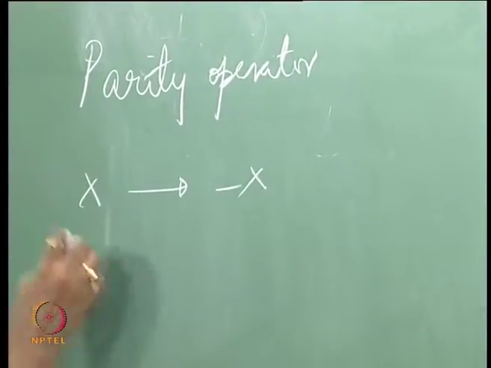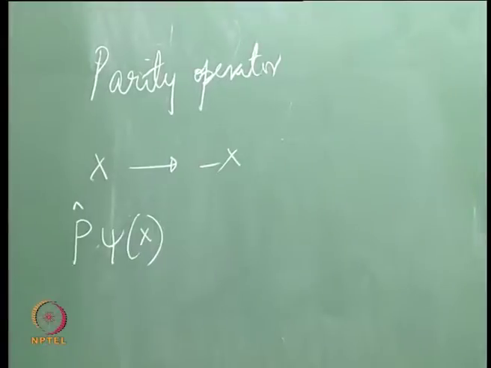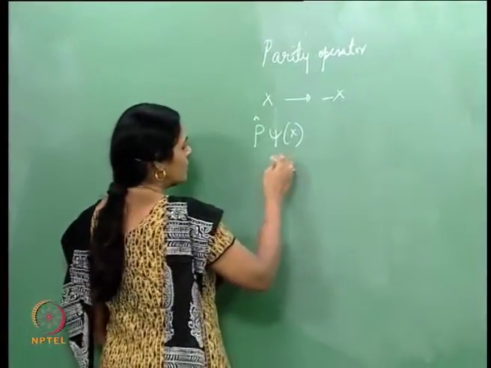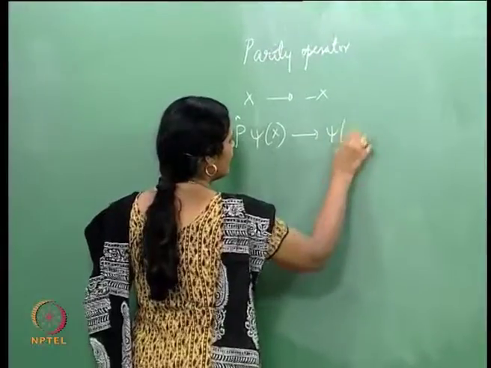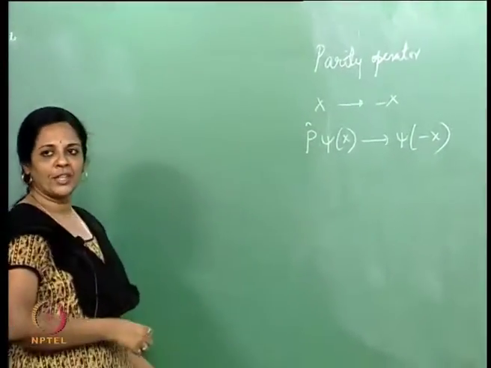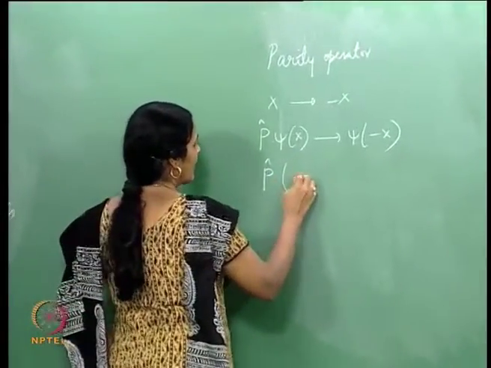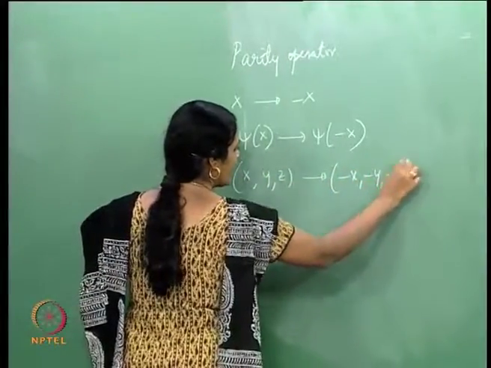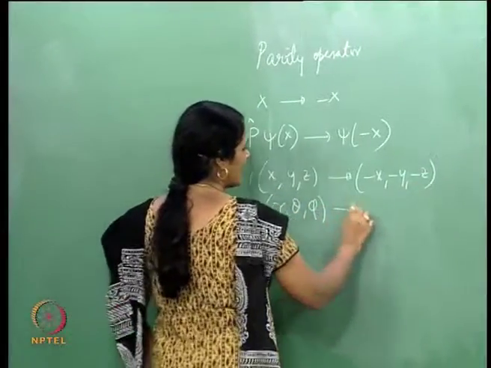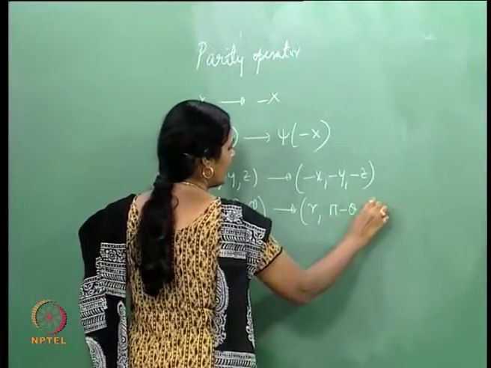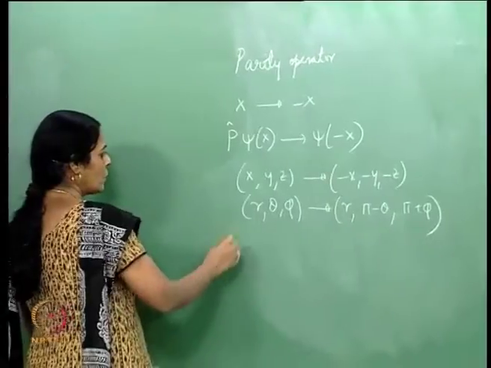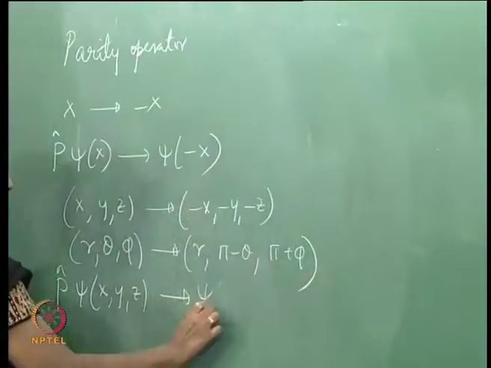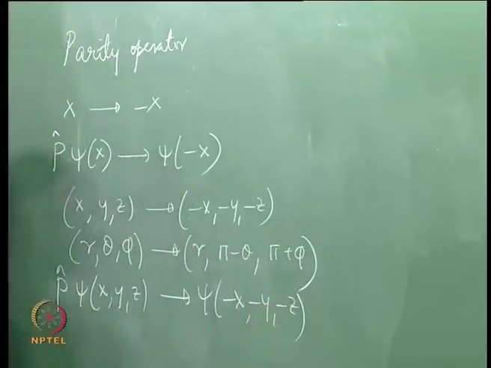So, when the operator, if you wish I put a cap on it, acts on a function in the space L2 of minus infinity to infinity, which is the relevant linear vector space for the simple harmonic oscillator, this takes it to psi of minus x. Of course, if the parity operator were to act in 3 dimensions, then it takes x, y, z to minus x, minus y, minus z. Equivalently, it takes r, theta, phi to r, theta goes to pi minus theta and phi goes to pi plus phi. So, any function psi of x, y, z under the action of the parity operator becomes psi of minus x, minus y, minus z and so on.